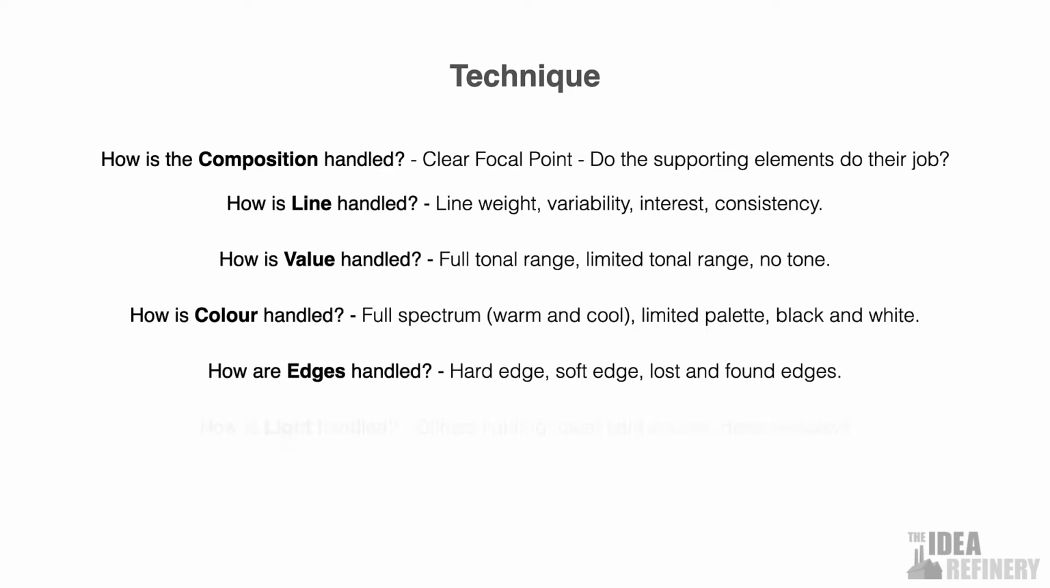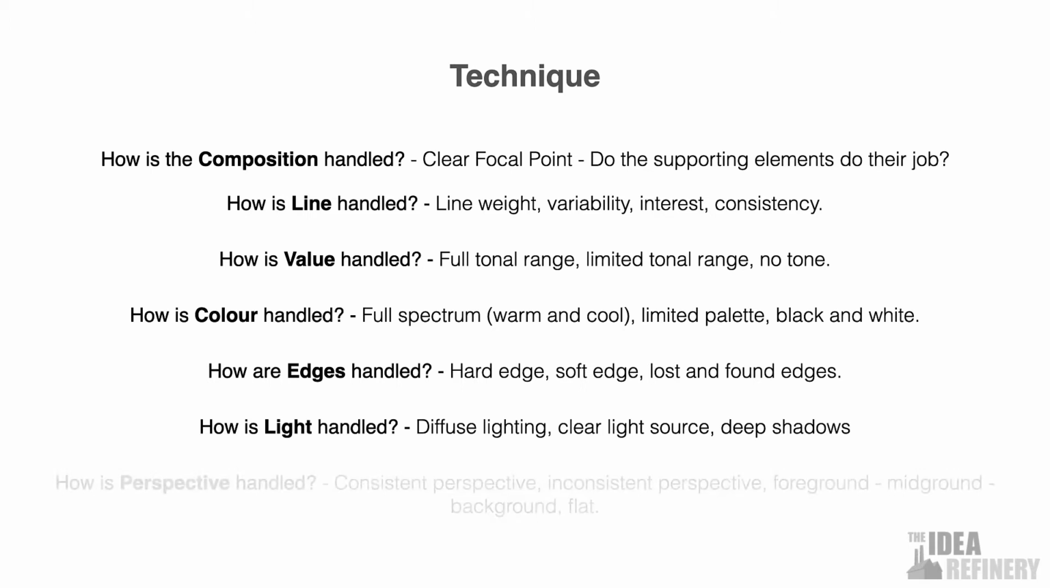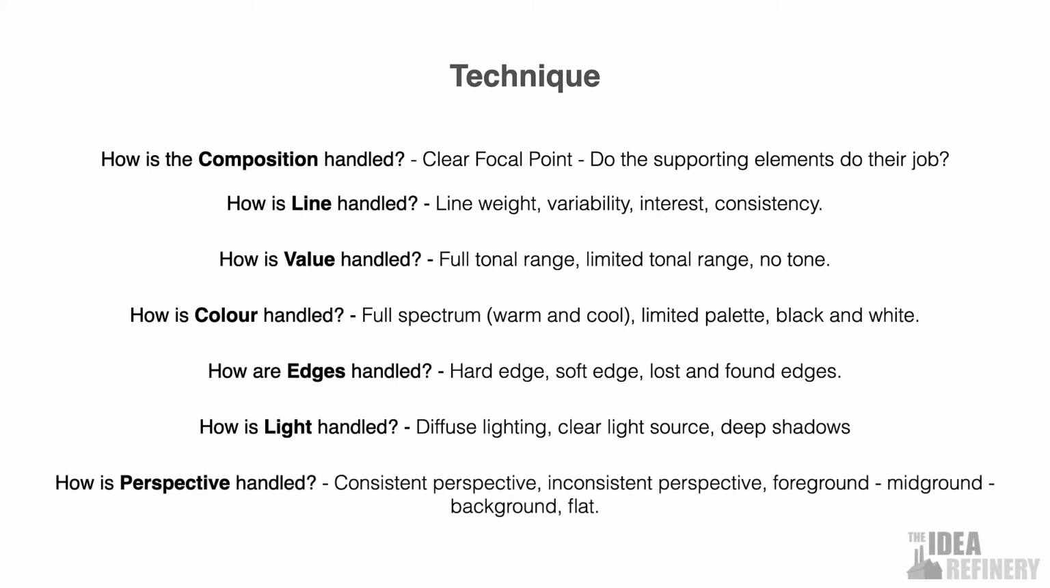How is the light handled? Is there a diffuse lighting, or is there a clear light source? Are there deep shadows, or perhaps there's no shading at all? Finally, how is perspective handled? Is there a consistent perspective with an identifiable vanishing point? Or is it an inconsistent perspective that maybe is more inspired by cubist layouts? Is there a clear foreground, midground, and background, or is it just all flat? Now, I won't ask each one of these questions from each one of these illustrations. Each one of these illustrations will emphasize one of these properties and techniques a little bit more than another one. With that said, let's take a look at these illustrations.